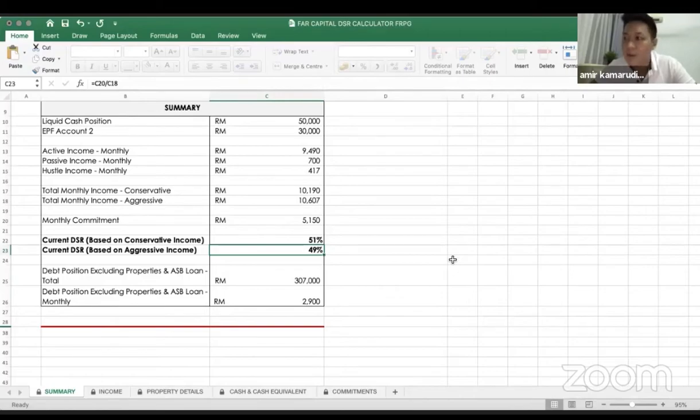However, it still depends on your salary tu berapa. Dia tengok juga tu. And then ultimately dia akan tengok you punya maximum loan value lah. So DSR definitely one of the important thing. So I think that's it for the calculator.